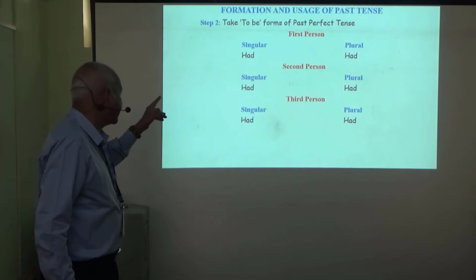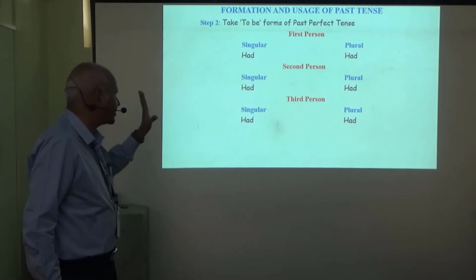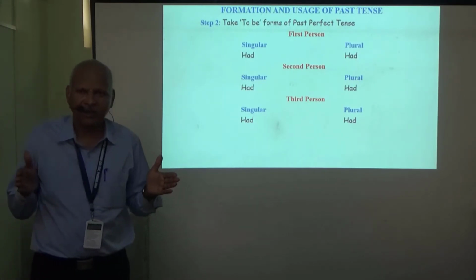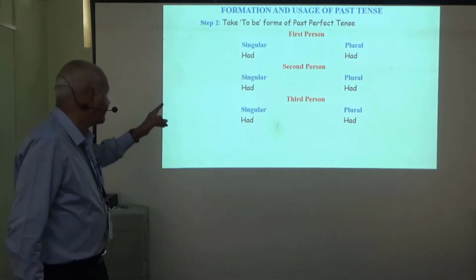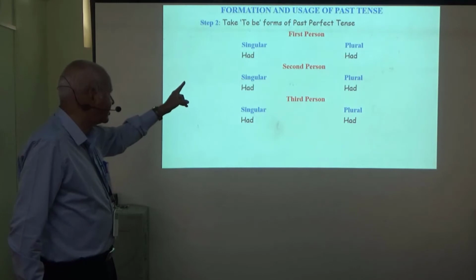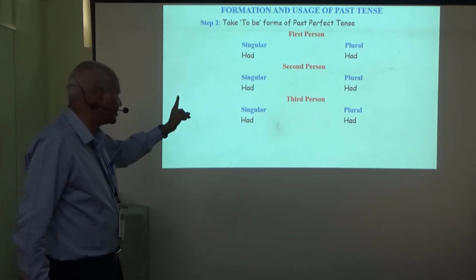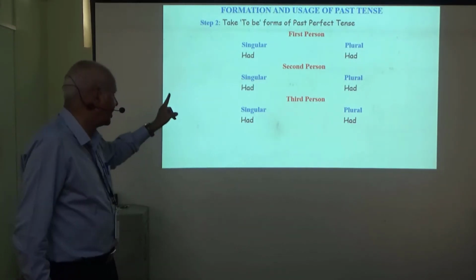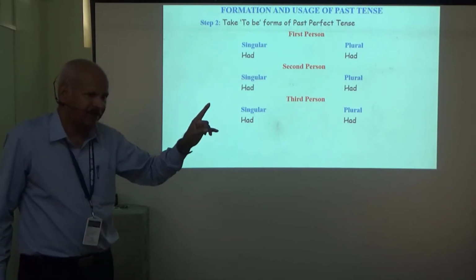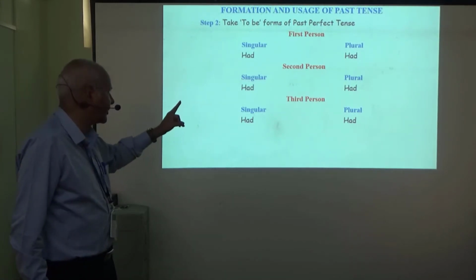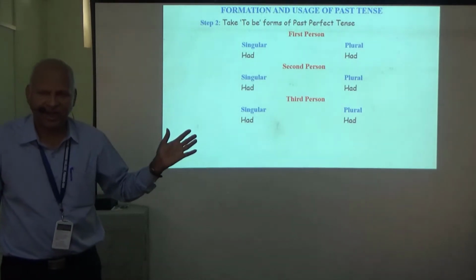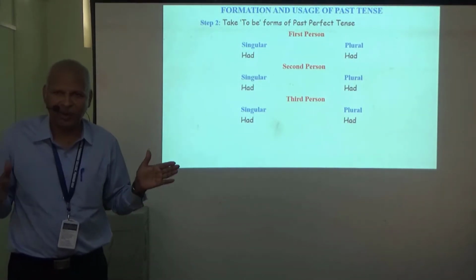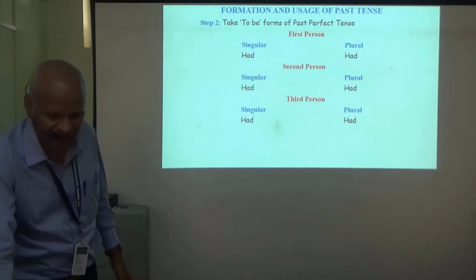Second step, take the to be forms of past perfect tense. For example, first person singular and plural, second person singular and plural. As we all know, had is the only to be form of past perfect tense. In all the cases, had. This is the to be form of past perfect tense we have to take.